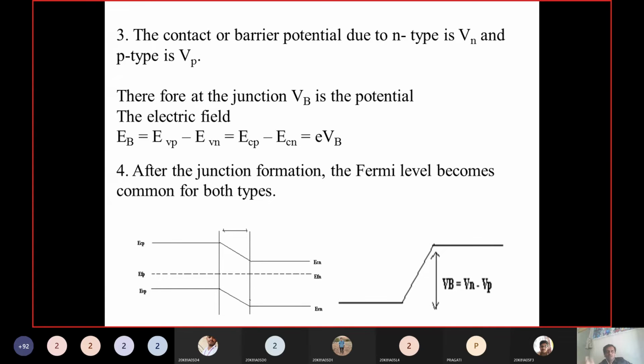Initially, after forming the junction between the p-type and n-type semiconductors, there is no flow of either electrons or holes. That condition we call the equilibrium position. The equilibrium position occurs without applying any external voltage in a PN junction diode. So this is about the electric field and potential difference in a PN junction diode.